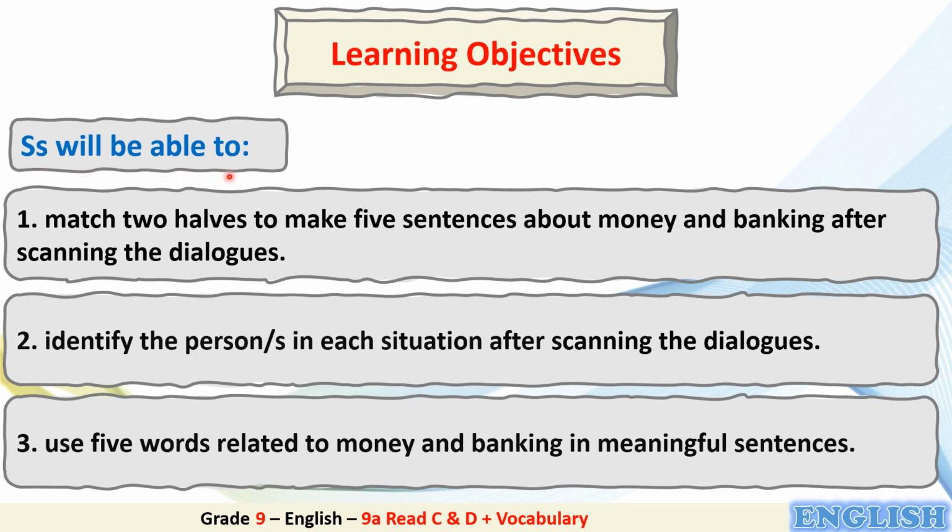Students will be able to: 1. Match two halves to make 5 sentences about money and banking after scanning the dialogues. 2. Identify the person or the persons in each situation after scanning the dialogues. 3. Use 5 words related to money and banking in meaningful sentences.